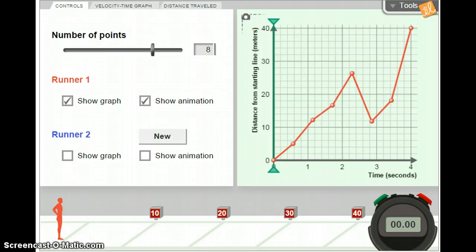I like to ask my students to describe what they're going to see and then elicit their responses before hitting the green button and watching the runner do its thing. So here's the runner going forward until it gets to about the 25-meter mark, at which point the runner goes backwards and then reverses direction again to wind up at the 40-meter mark.